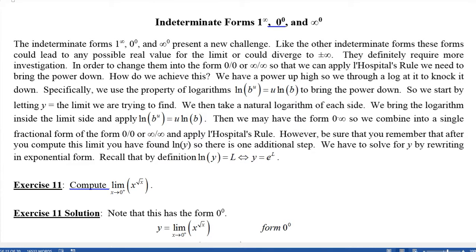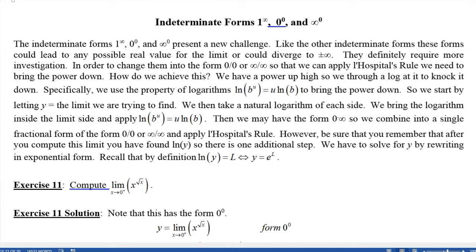We're going to look today at a continuation of our series of little videos on L'Hopital's rule. And in this video, we're going to look at limits that have the indeterminate form, either 1 to the infinity, 0 to the 0 power, or infinity to the 0 power. Now, like other indeterminate forms, these could be almost anything for the limit, and they require some extra work.